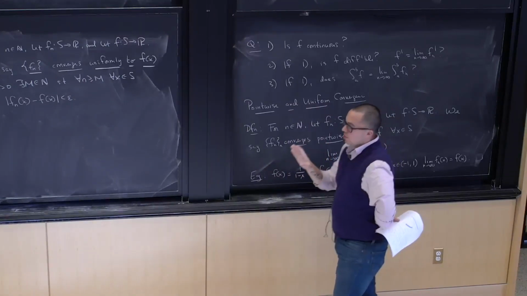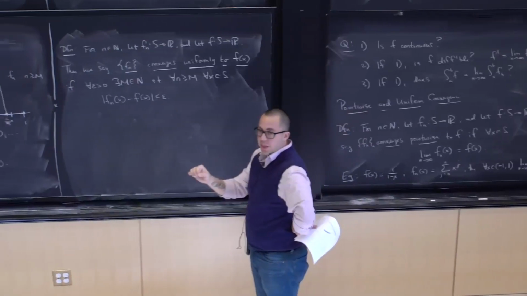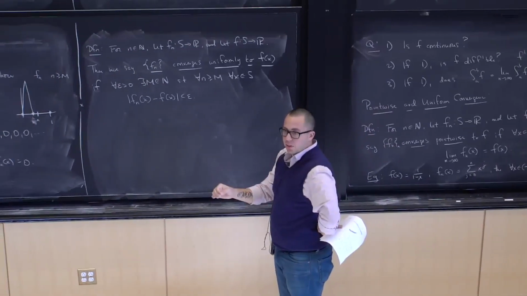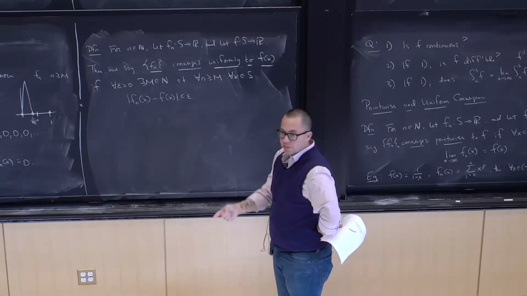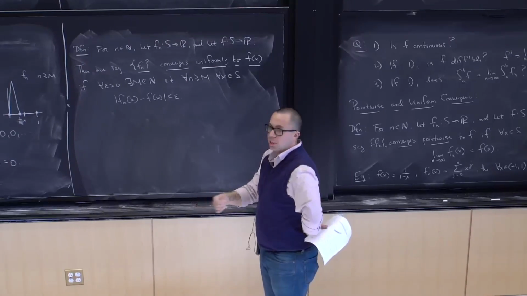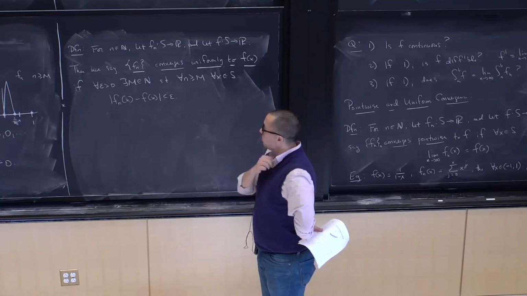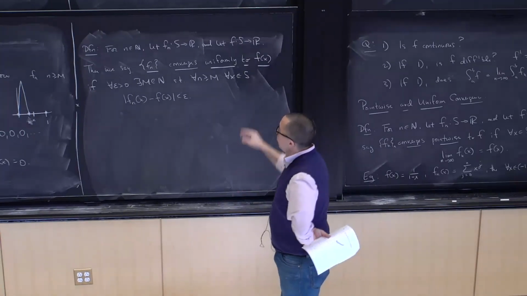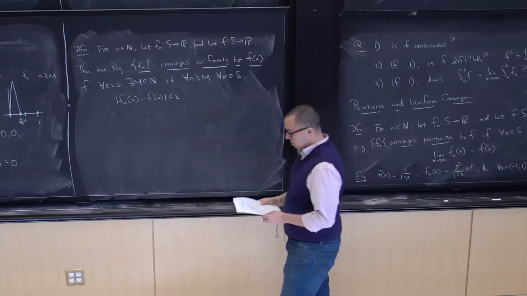Pointwise convergence means I take a point x, I stick it into fn, and that gives me a sequence of numbers, and pointwise convergence says that sequence of numbers converges to f of x. For each x, I get a sequence of numbers which converges to f of x. Now, uniform convergence is actually saying something stronger, and I'll say that.